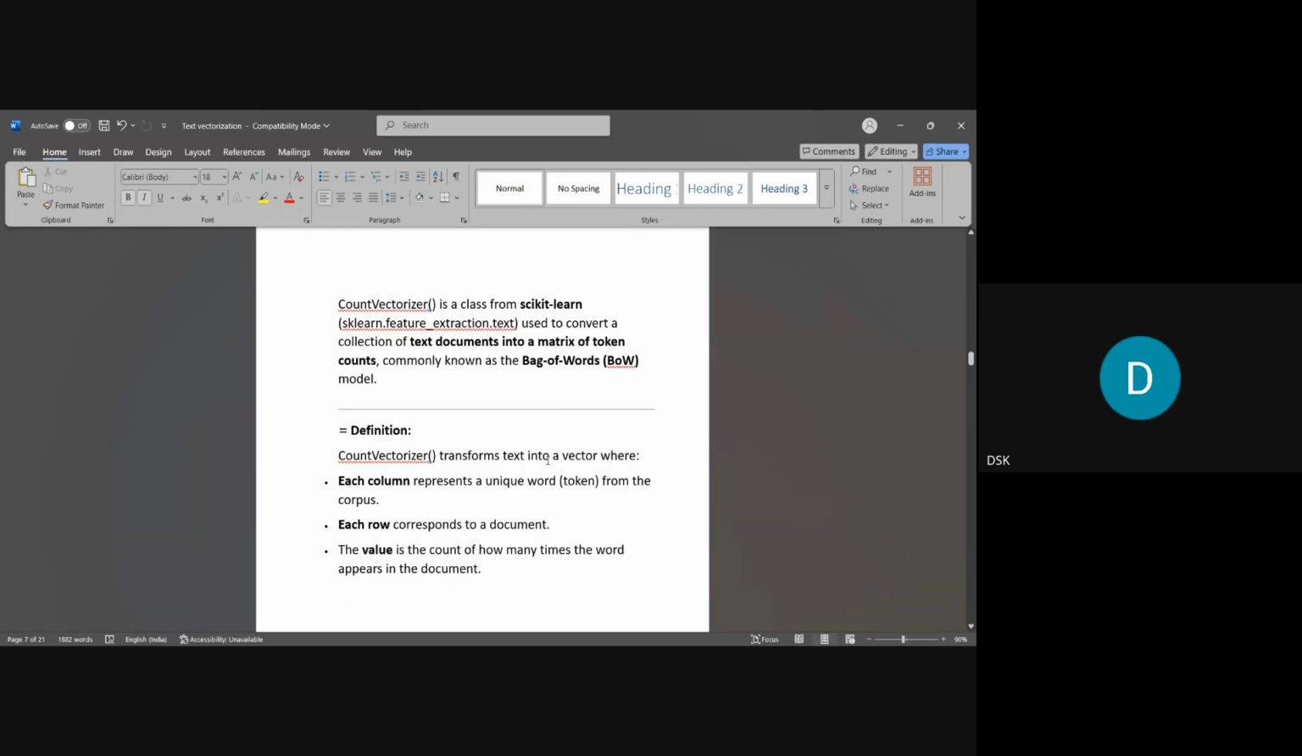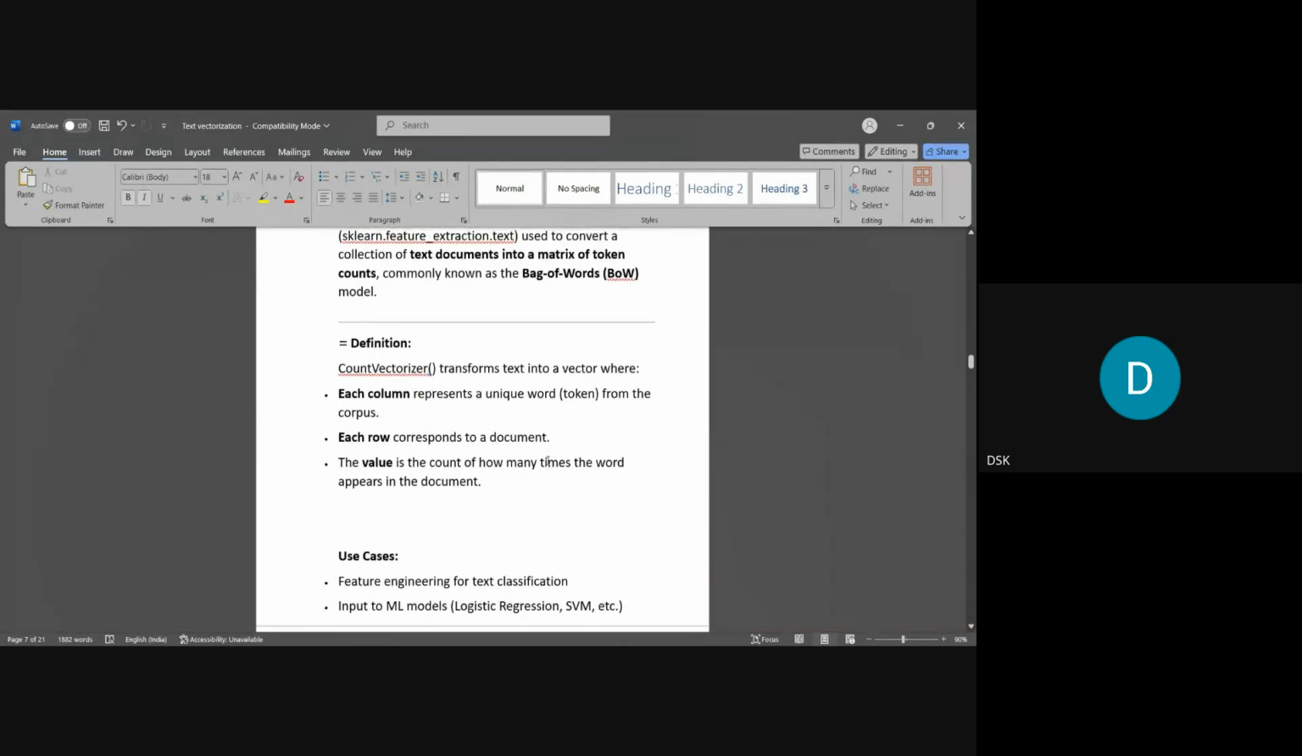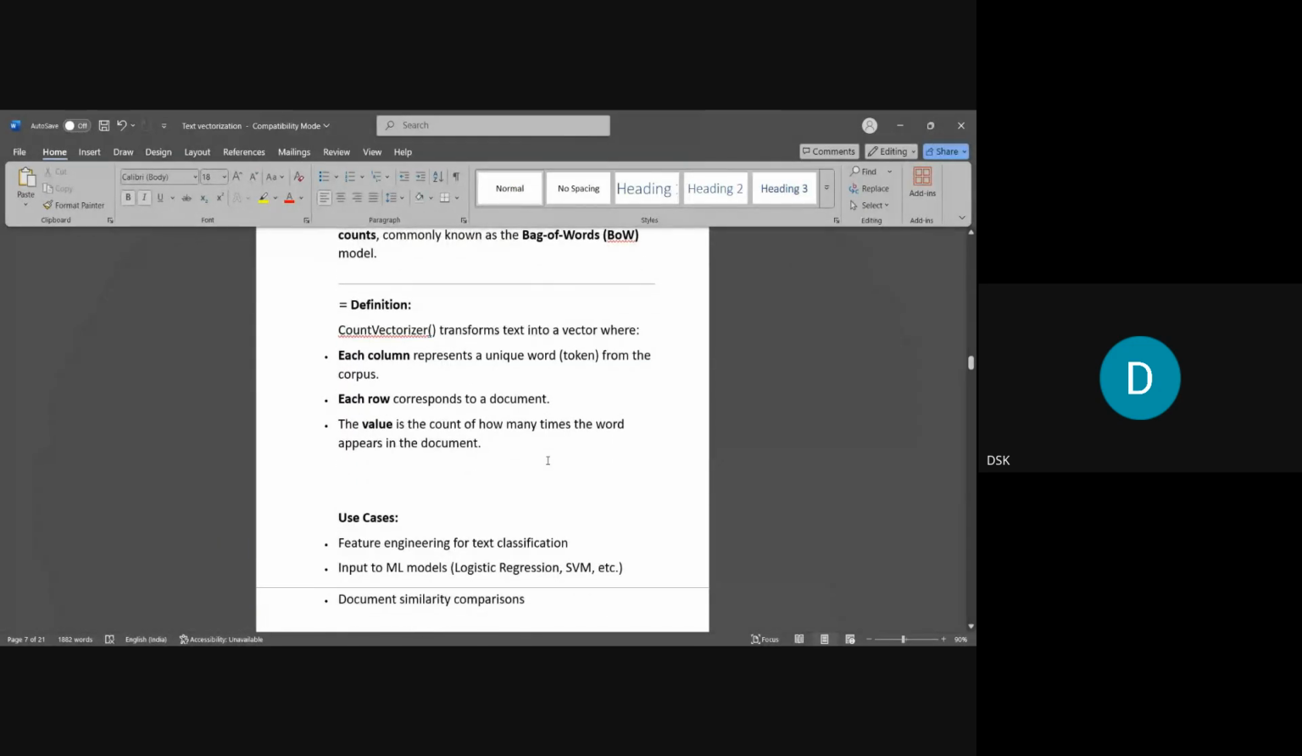So CountVectorizer is a class from scikit-learn, and it is used to convert a collection of text documents into a matrix of token counts, commonly known as the bag of words model. The definition is that it transforms the text into a vector where each column represents a unique word taken from the corpus, and each row corresponds to a document. The value is the count of how many times the word appears in the document.